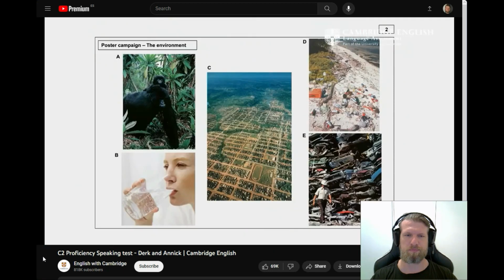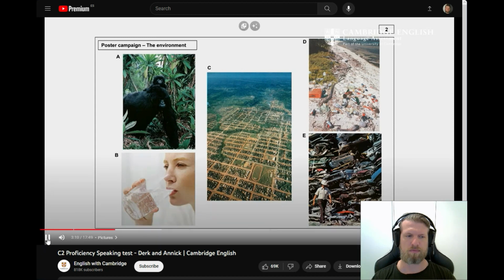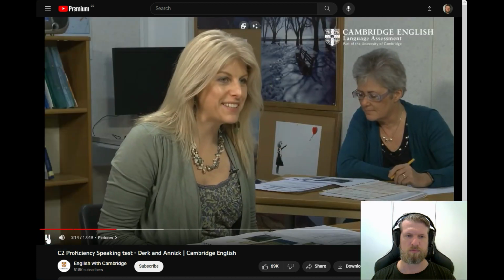Pictures. I'd like you to imagine that an environmental organisation is planning a poster campaign to raise public awareness of environmental issues. Talk together about the environmental issues suggested by these images. Then decide on an image for the poster which would be most effective in raising public awareness. You have about 3 minutes to talk about this.